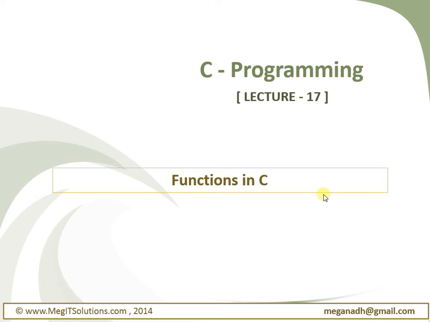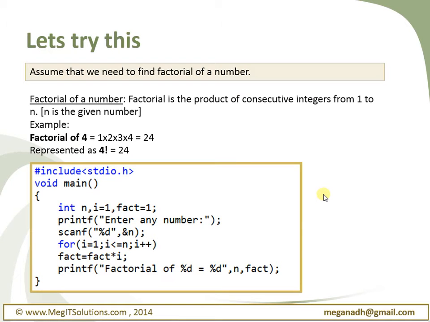Hi, in this video we're going to learn about functions in C language. Assume that we have a requirement for finding the factorial of a number. The factorial of a number is the product of the numbers from 1 to n.